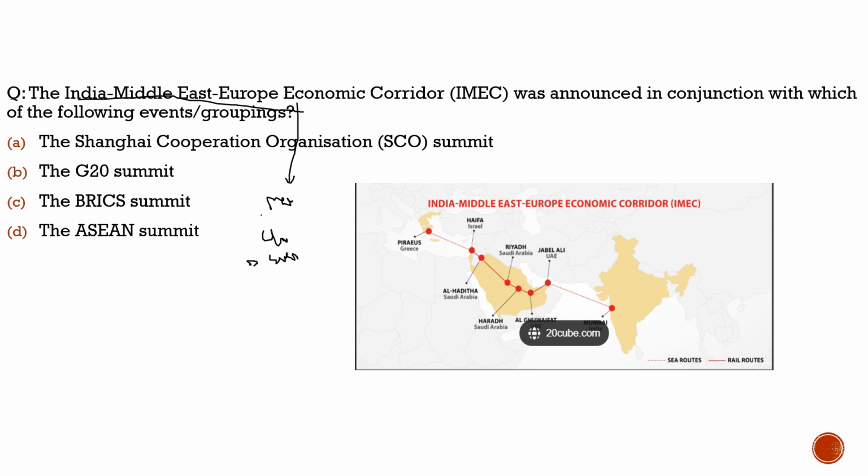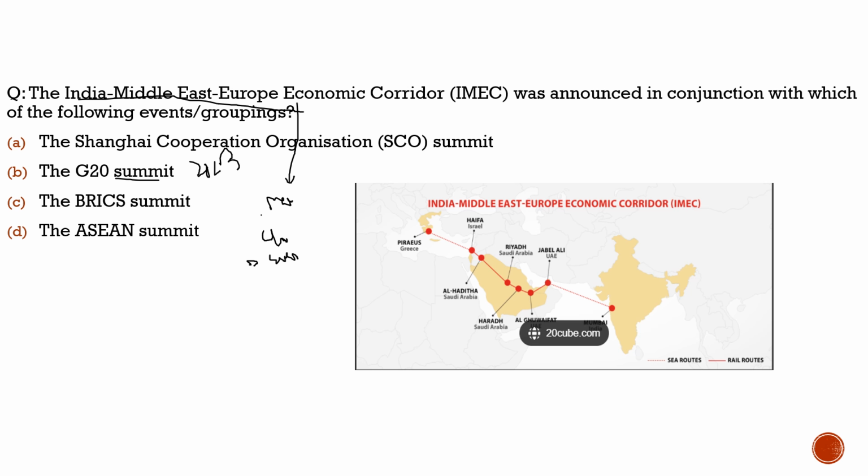This idea was framed during the G20 summit 2023, which was held in India itself. Then the idea of this India-Middle East Economic Corridor was framed. So with respect to this question, let's see what it says. The India-Middle East-Europe Corridor was announced in conjunction with which of the following events or groupings?